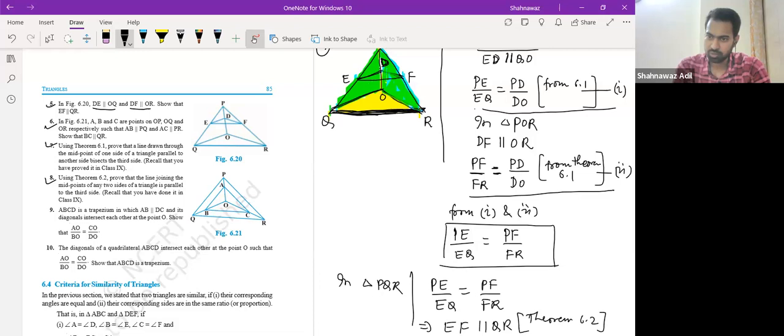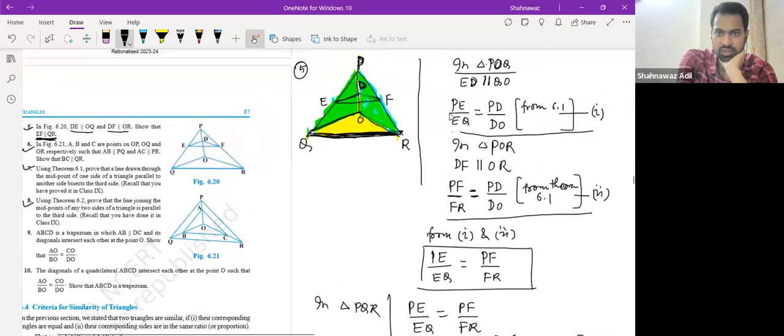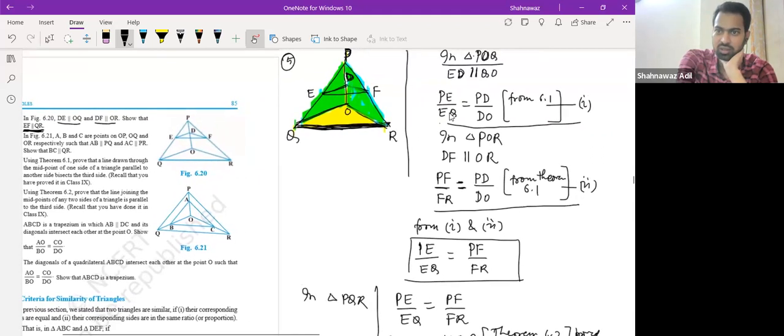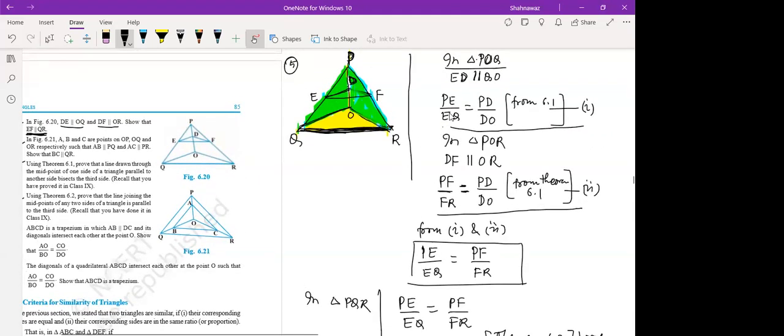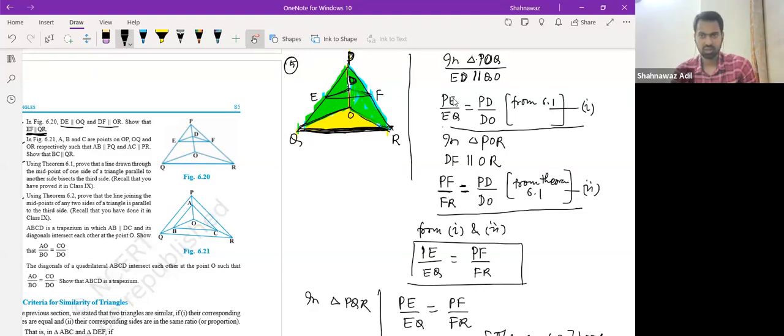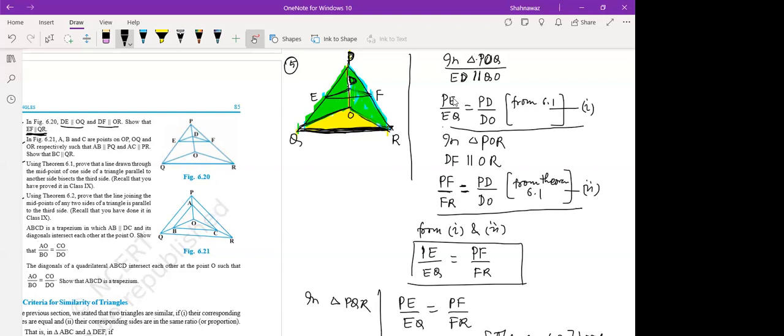Right, so hence proved. This was the proof that was needed, right? So any doubt, guys? Any question, any doubt? Yes, guys, any question? Rizwan, you said, do you have any question? Yes, sir, all clear. Oh, good.